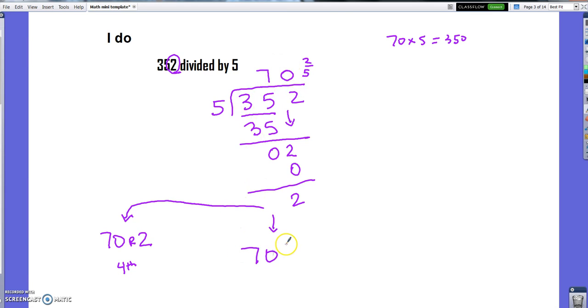So another better answer is 70 and 2/5. So that's a good way to do this. There's another way. Remainders are one way to show that there's less than a whole group. Fractions are a way to show that there's less than a whole group. Decimals are also another way to show that there's less than a whole group.